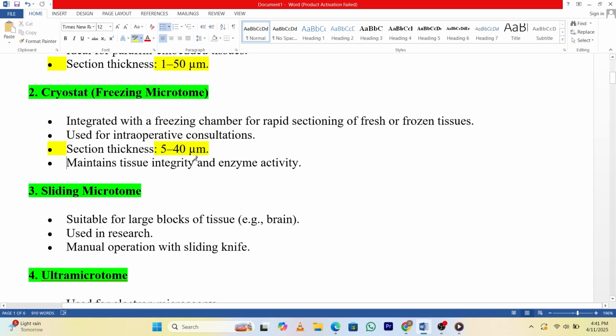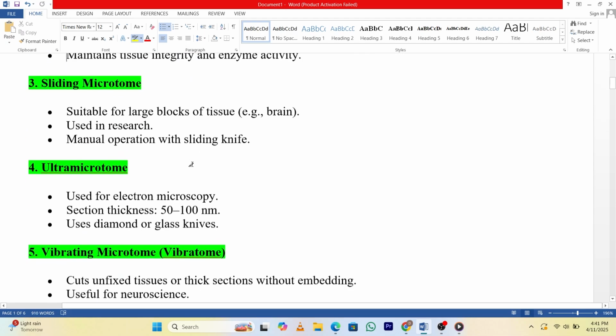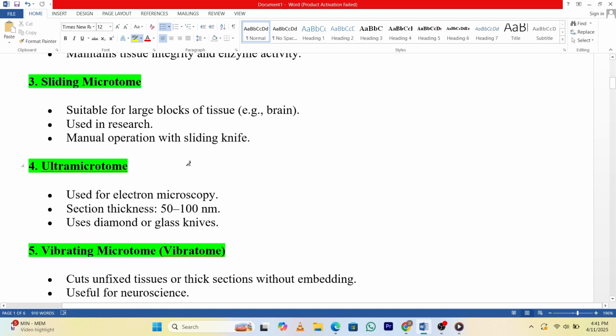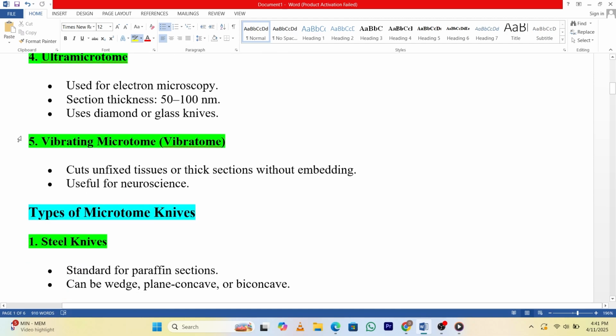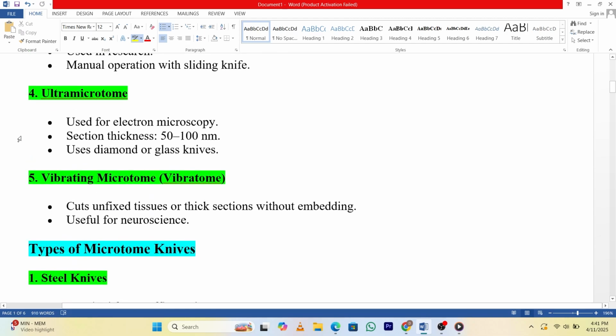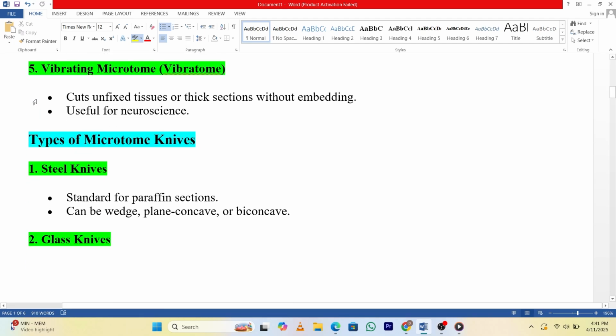Maintains tissue integrity and enzyme activity. 3. Sliding microtome. Suitable for large blocks of tissue, e.g., brain. Used in research. Manual operation with sliding knife. 4. Ultramicrotome. Used for electron microscopy. Section thickness, 50-100 nm. Uses diamond or glass knives. 5. Vibrating microtome, vibratome. Cuts unfixed tissues or thick sections without embedding. Useful for neuroscience.